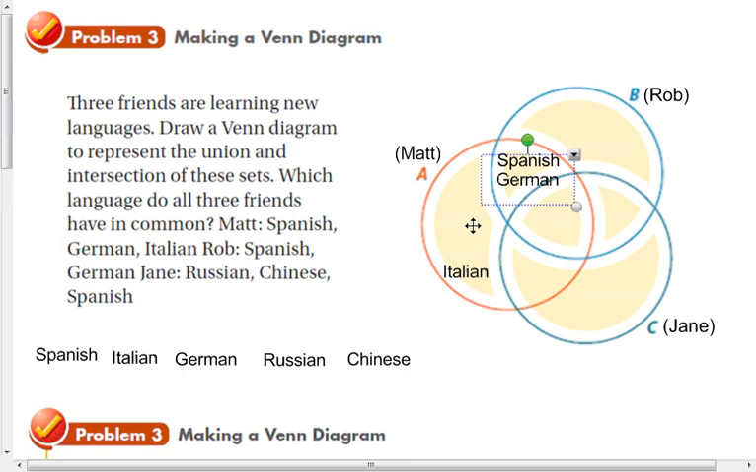And then it says Jane has Russian, Chinese, and Spanish. So for Jane, we'll put Russian, Chinese, and Spanish is already in Rob, so we're going to put that in the middle right there. All right, and that is our Venn diagram.